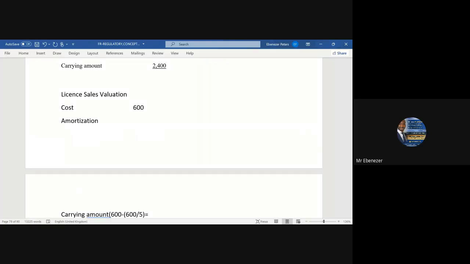Because this one that I did directly now, somebody will ask me a question here today. 600 divided by 5. What's the depreciation? 120. So the current amount will be 480.